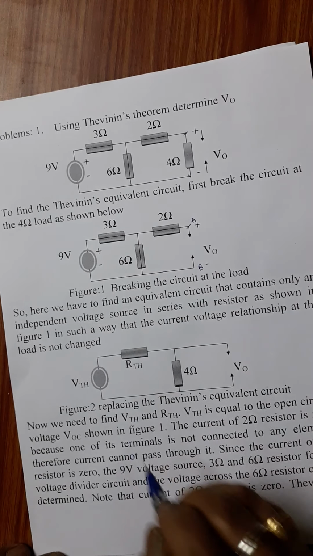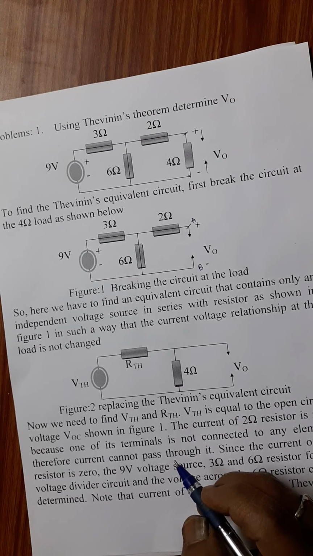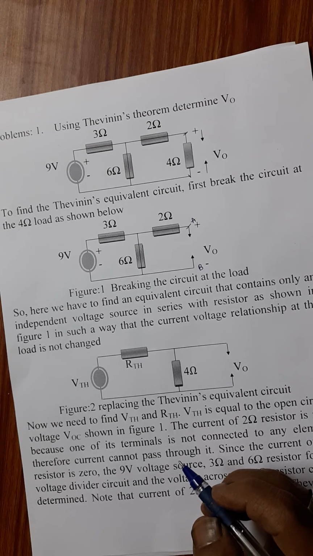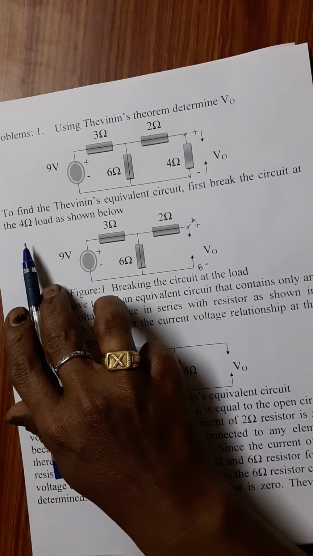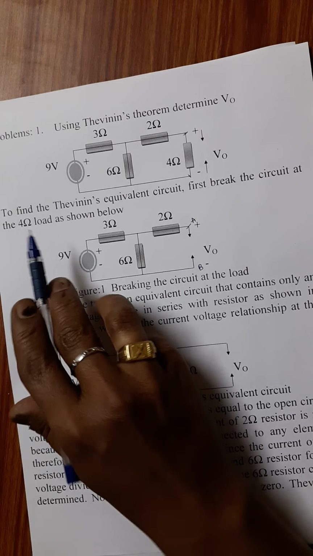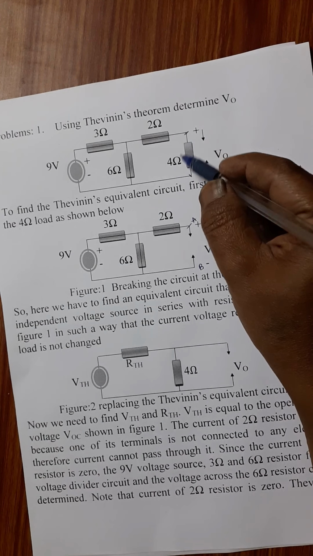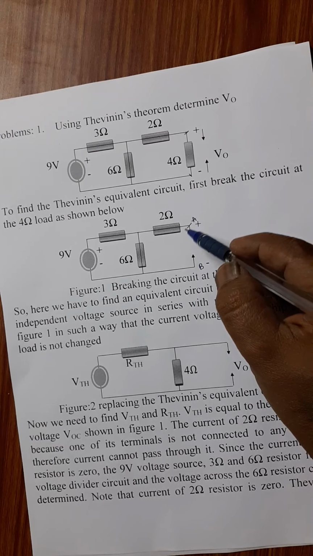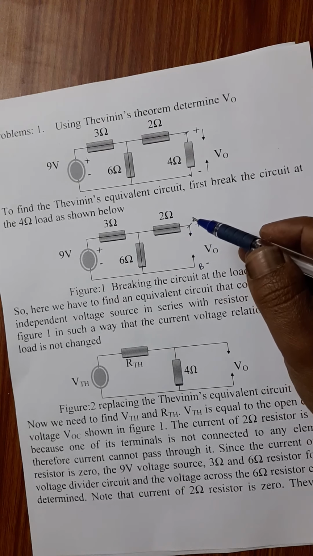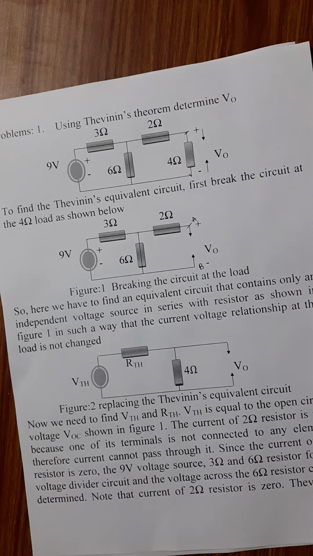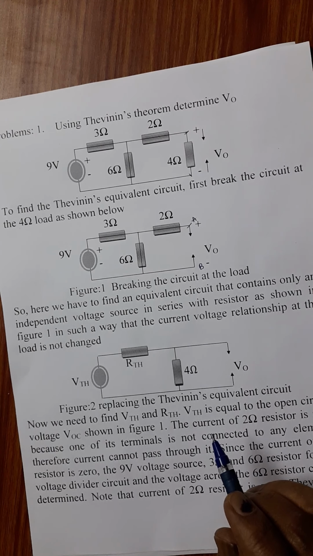So to find the Thevenin's equivalent circuit, first break the circuit at the load, that is at the 4 ohm load. So once I remove this load resistor, I will get a circuit like this. So open the load resistor. Next one, once you remove the load resistor, replace all voltage and current sources by their internal resistance.